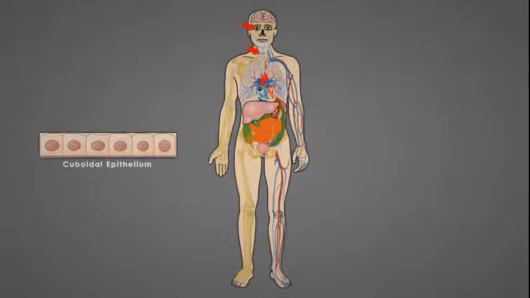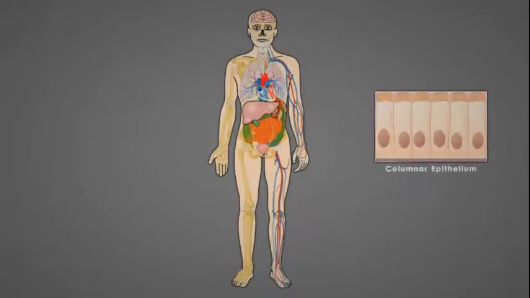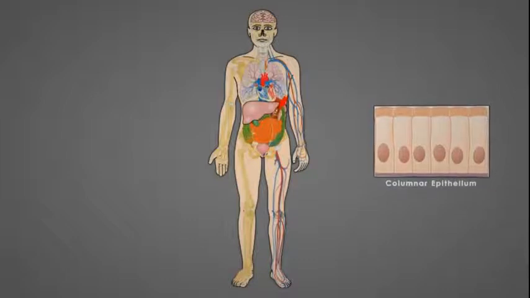Cuboidal epithelium. It is found in some parts of the kidney tubules, and in some glandular ducts such as those of salivary glands. Columnar epithelium. It contains vertically arranged cylindrical or brick-like cells. These cells are usually tall in size. Columnar epithelium is generally found in the inner lining of the stomach and intestine.